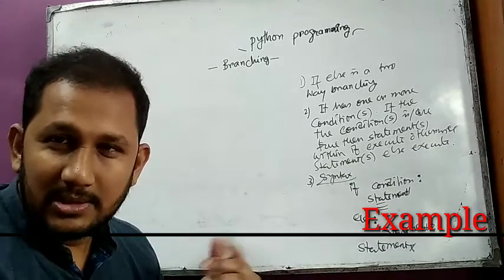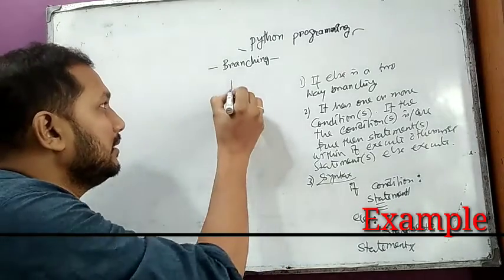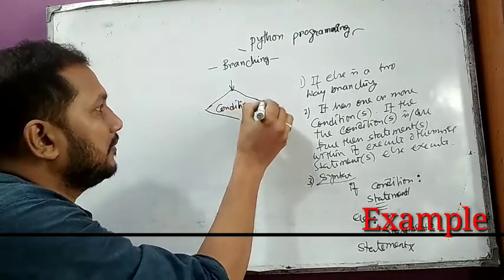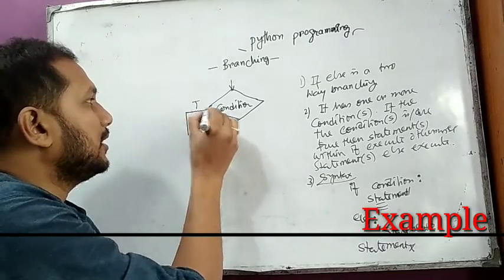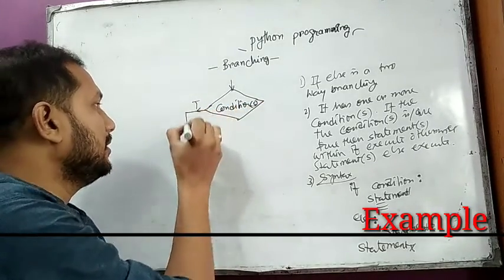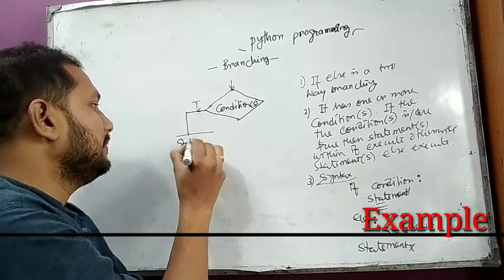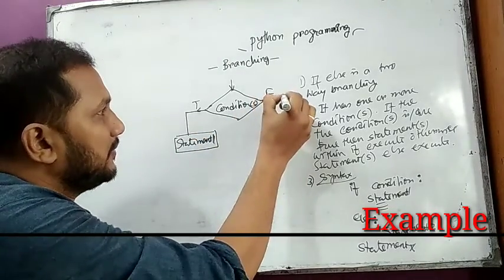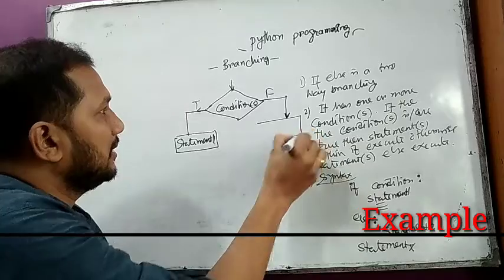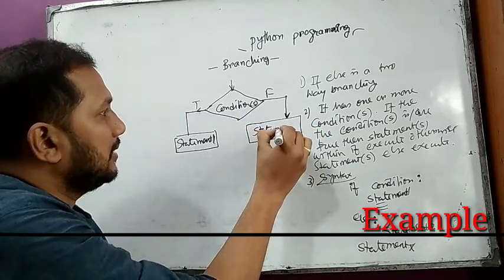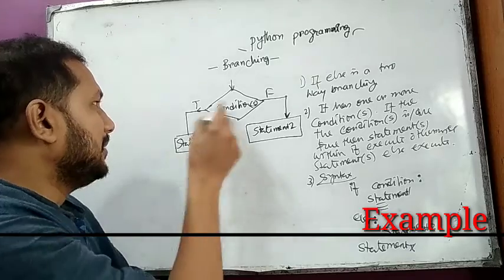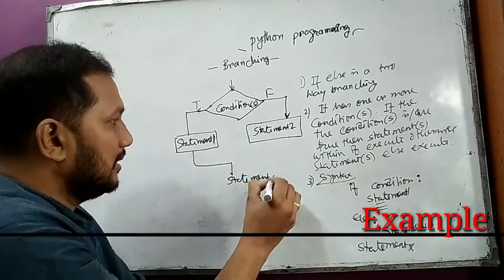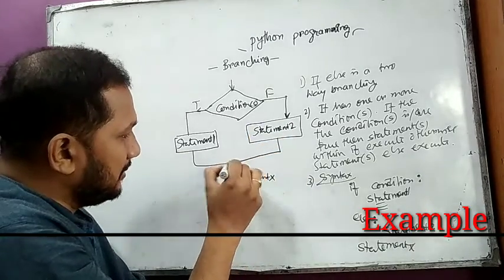Now let us consider the flowchart. This is the condition. If the condition or conditions is true, then the statement within if executes, statement 1. If the condition is false, then the statement within else executes. After statement 1, the control goes to statement X. After statement 2, it goes to statement X.